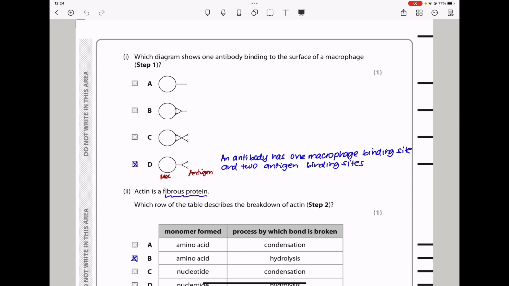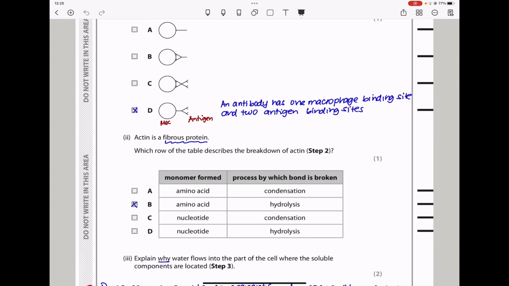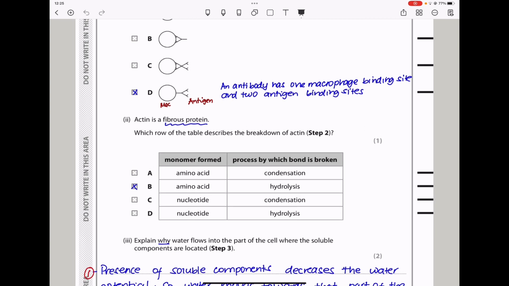Here they say which diagram shows one antibody binding to the surface of a macrophage. The answer is going to be D, because if this is the macrophage, the antibody binds using a single link, while it binds using two links onto the antigen. Next part they say actin is a fibrous protein. Which row of the table describes the breakdown of actin?